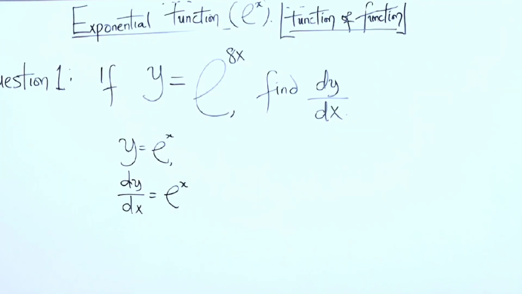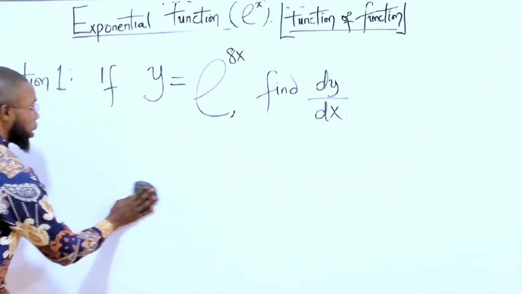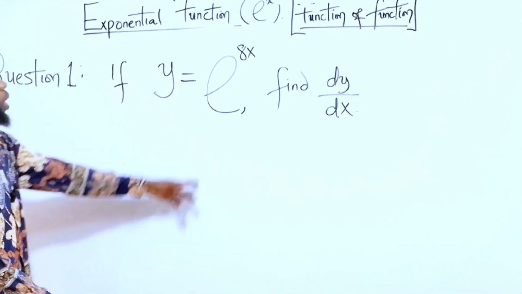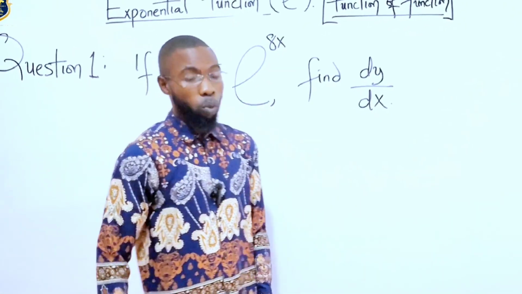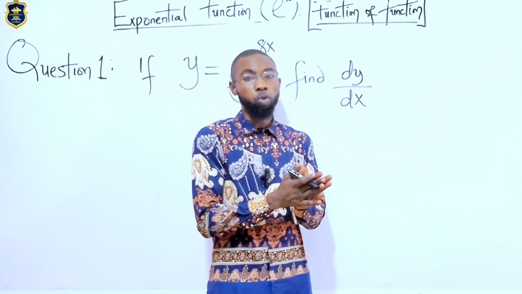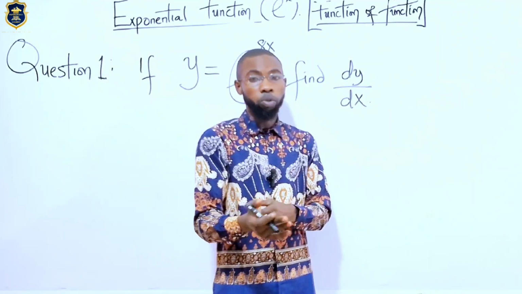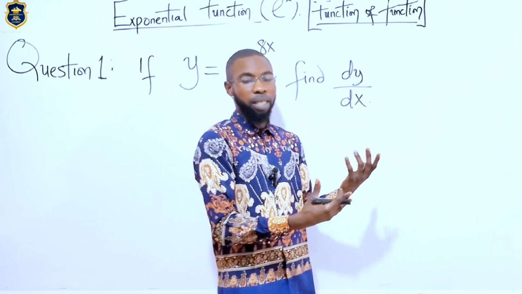Right, so we said if y is equal to e raised to power 8x, find dy dx. We'll do it in two forms. I want to show you the two ways of doing it. The first one, we're going to use the normal applicable way, using function of a function. And then the other one is the easiest way of getting the answer, of predicting your answer.